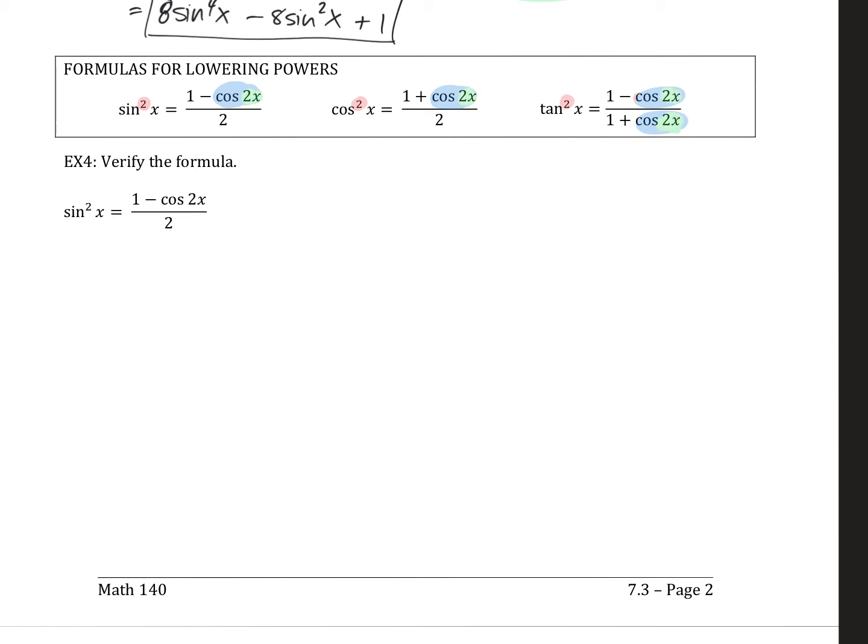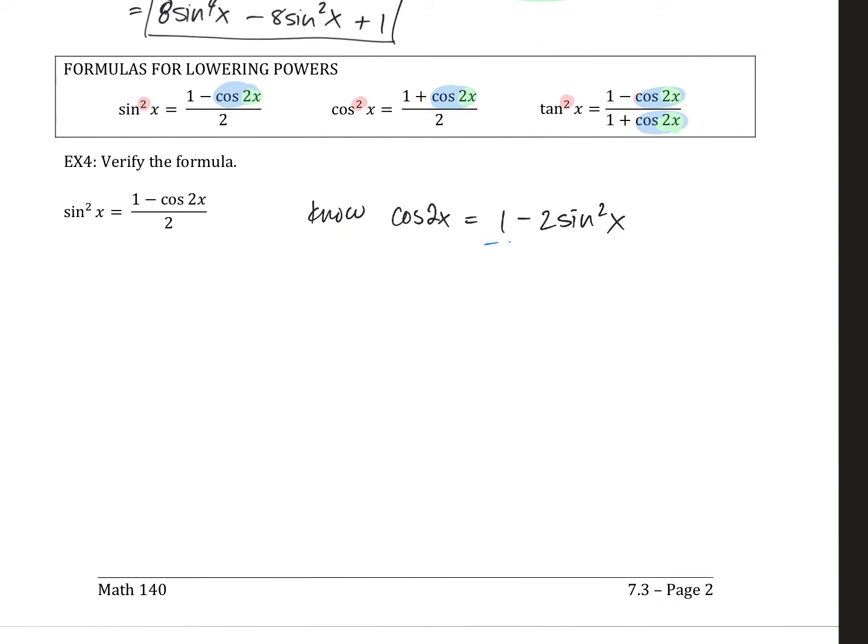Alright, so let's take a look at example 4. Verify the formula: sine squared x equals 1 minus cosine 2x over 2. Well, we're going to use one of the formulas we already know. So we know that cosine 2x equals 1 minus 2 sine squared x. We were given that formula in the very beginning of the video.